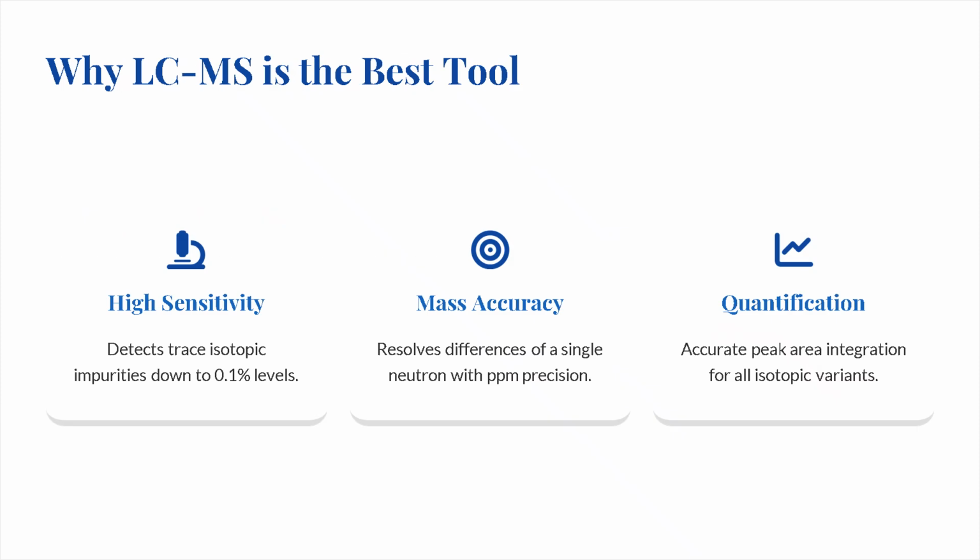Now you might wonder, why do we use LC-MS for this analysis? The answer lies in its incredible sensitivity and precision. LC-MS can detect even trace isotopic impurities, down to levels as low as 0.1%. It also offers extremely high mass accuracy, allowing it to resolve differences as small as a single neutron. Most importantly, LC-MS allows accurate quantification by measuring peak areas for each isotopic variant. This makes it the gold standard tool for isotopic purity determination.